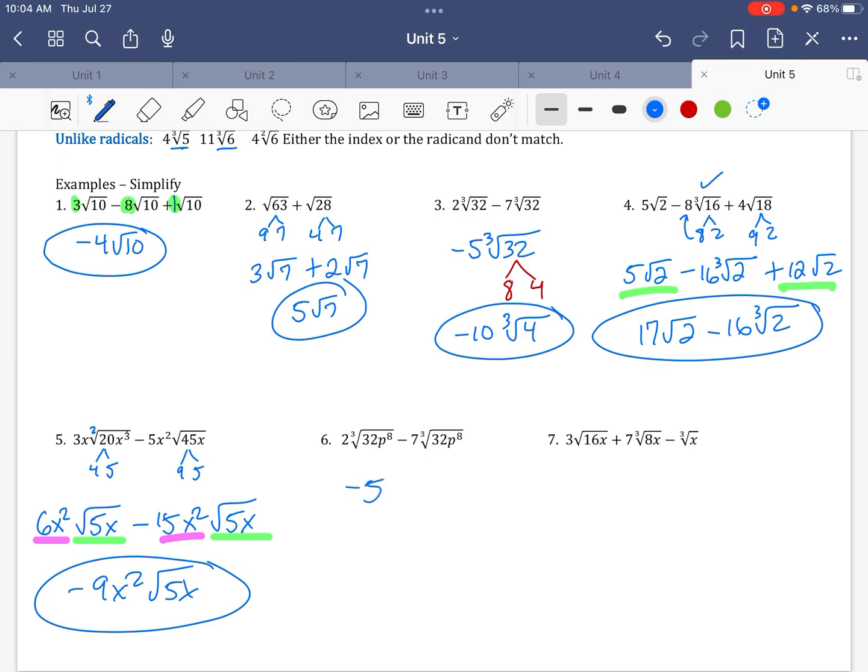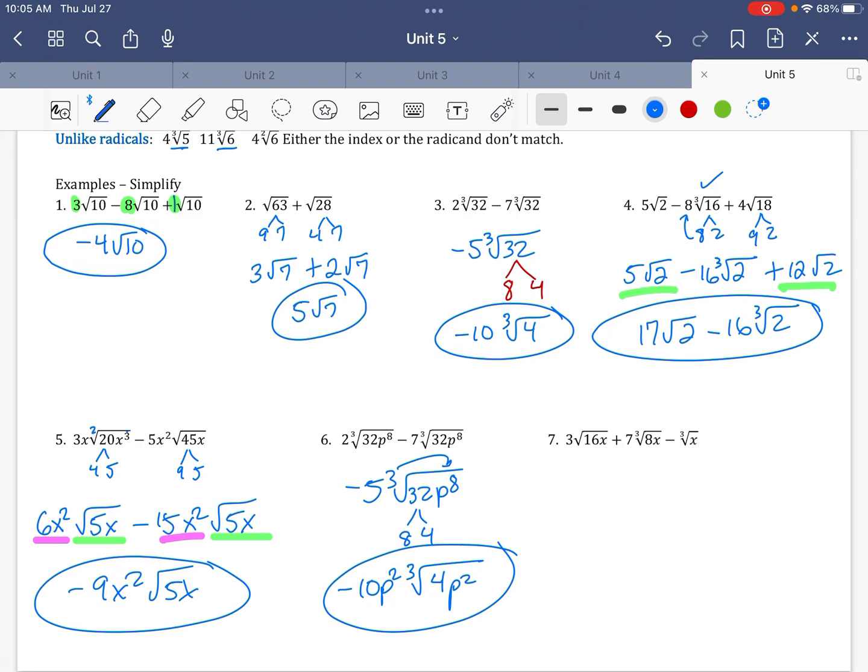Okay. All right, for number 6, annoying problem. It's not too bad, but anyway, they already match, so I can put them together. I get negative 5 cube root of 32 p to the 8th, and I can reduce them here. All right, so 32, a good one is 8 times 4 to make a cube root. So 8 comes out as a 2, so I get negative 10, leave some space, cube root of 4. And 3 goes into 8 twice. So I get p squared and 2 left.